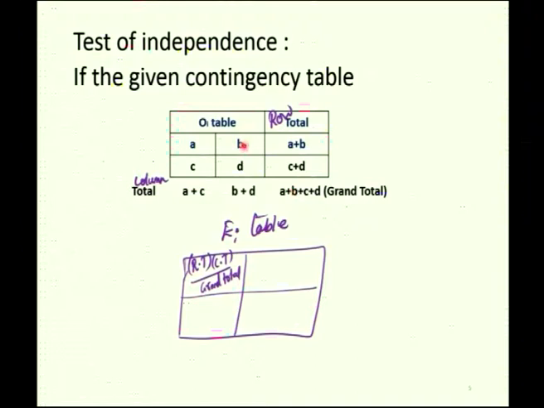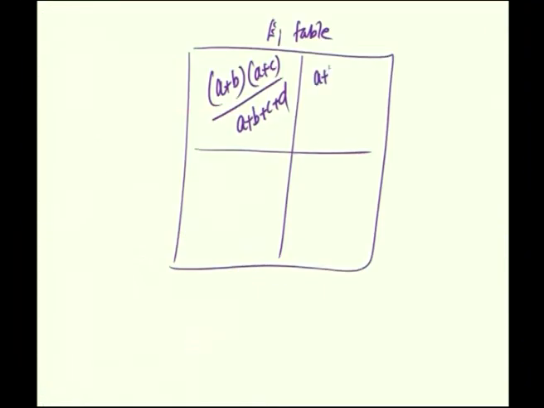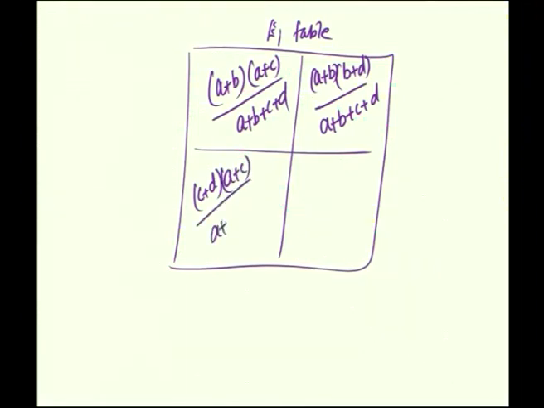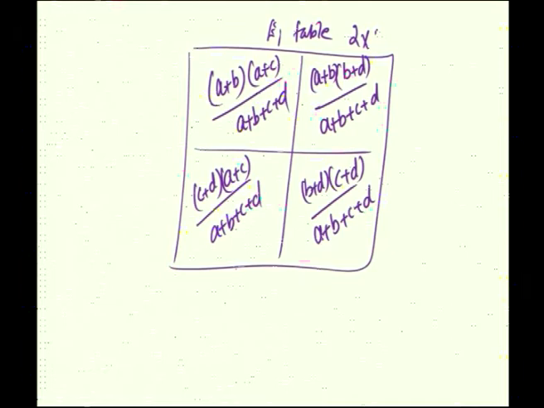Similarly, for B, we have A plus B into B plus D divided by A plus B plus C plus D. Now, for C, corresponding to C, C plus D into A plus C divided by A plus B plus C plus D. For D, you have B plus D into C plus D divided by A plus B plus C plus D. Now, this is the 2 cross 2 EI table which we have calculated from the OI table.